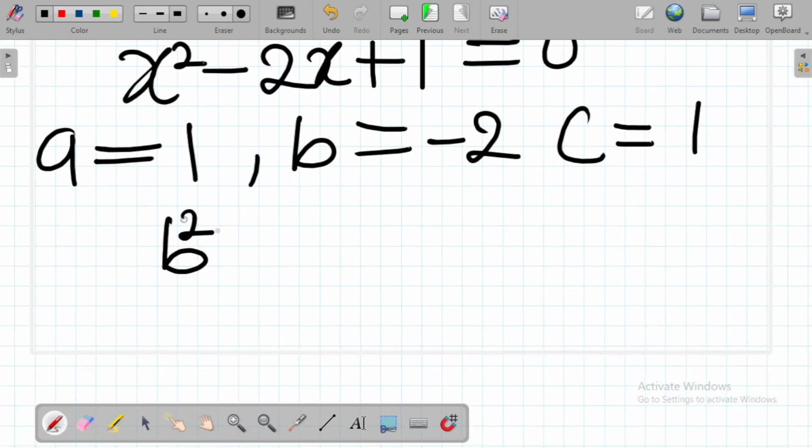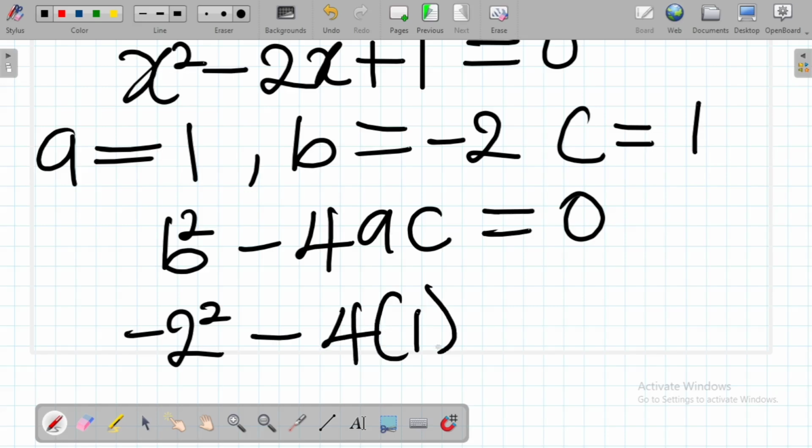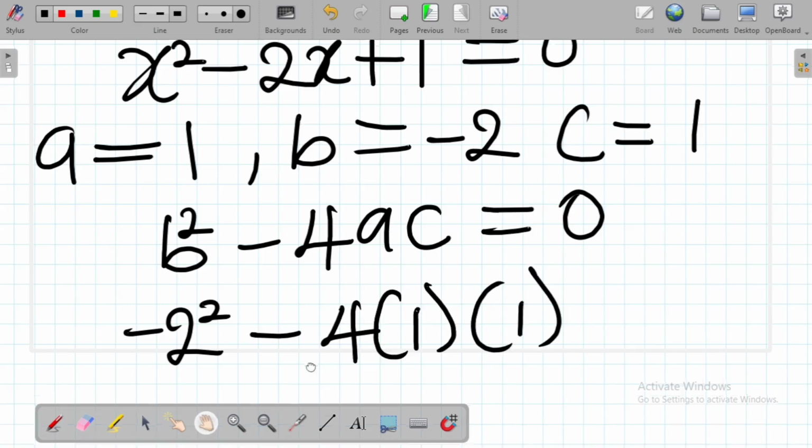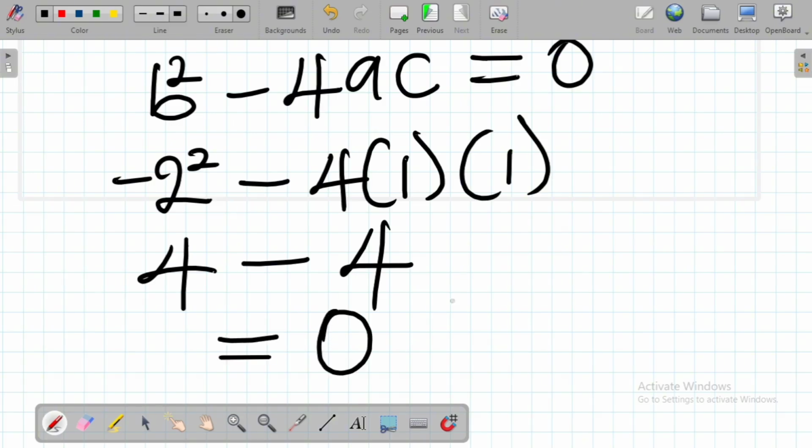Remember, b squared minus 4ac must be equal to 0. Now let's substitute into this equation. So here we have negative 2 squared minus 4 multiplied by 1 multiplied by 1. So negative 2 squared gives us 4. Minus 4 multiplied by 1 multiplied by 1 is 4. So 4 minus 4 is equal to 0. So the roots are equal.